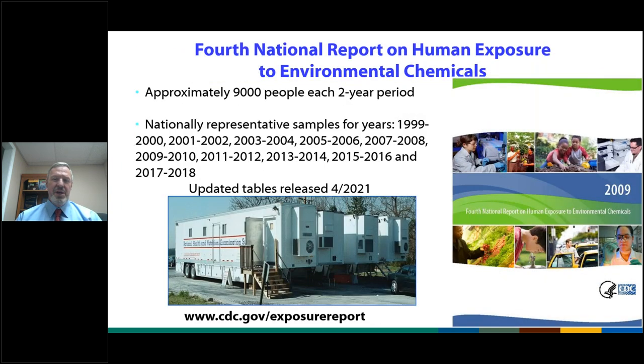So we have done the current NHANES since 1999, it's continuous. Each cycle is 2 years with approximately 9,000 people in each cycle. So there's a lot of information. Some examples I'll give you in a little bit show you it's very statistically robust for that information.